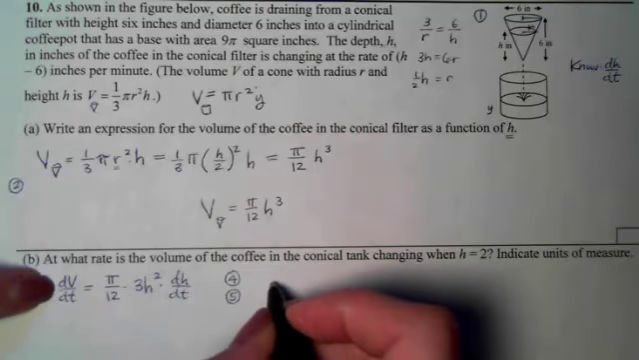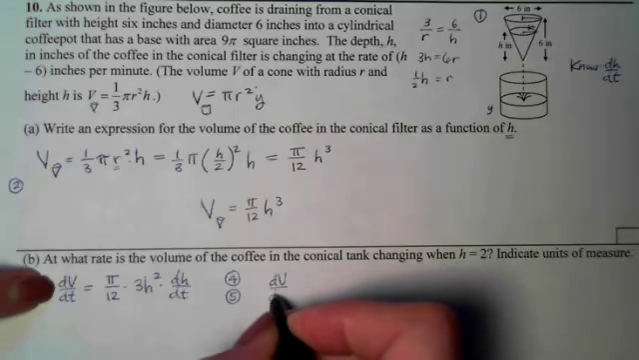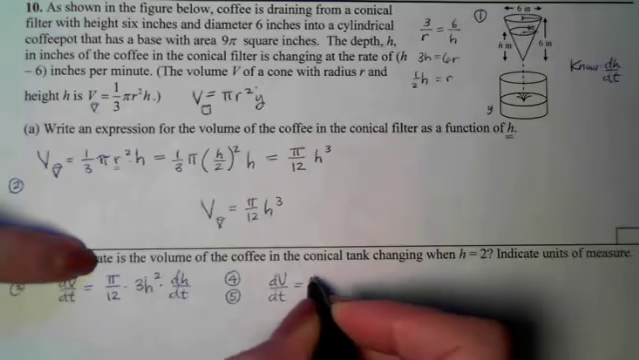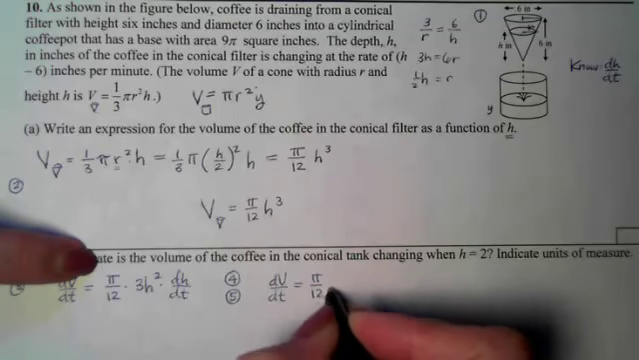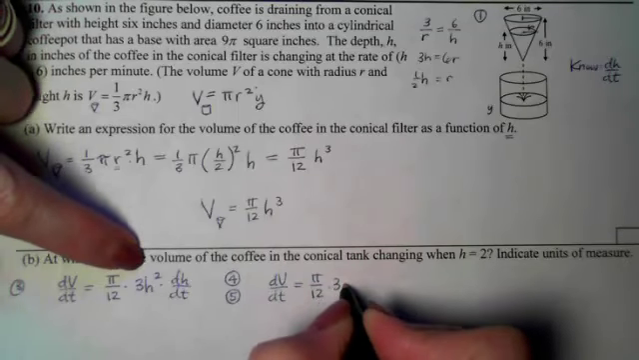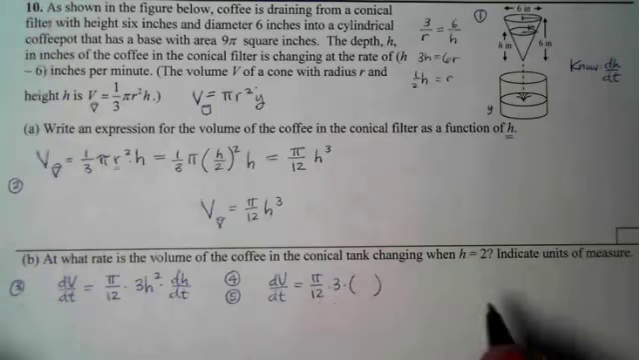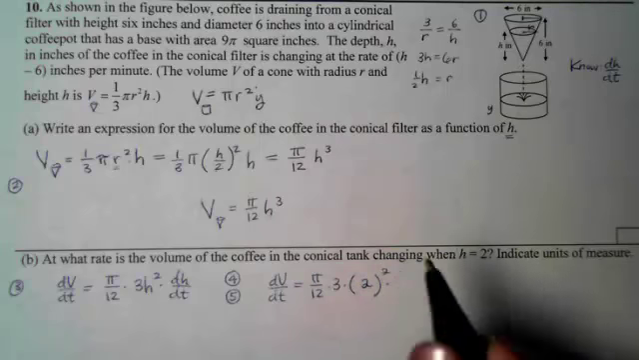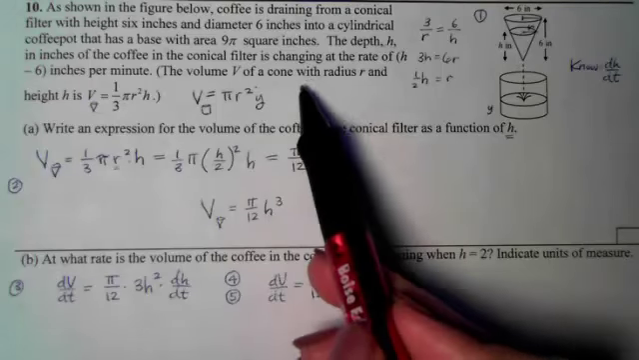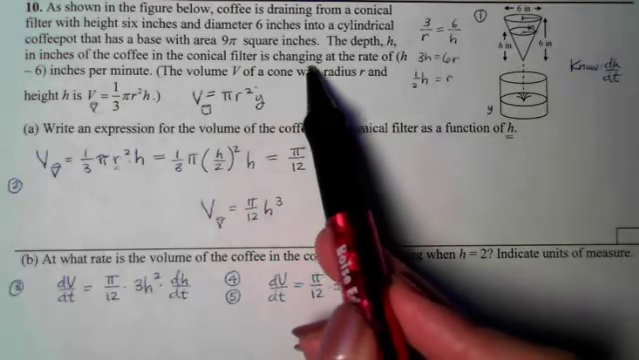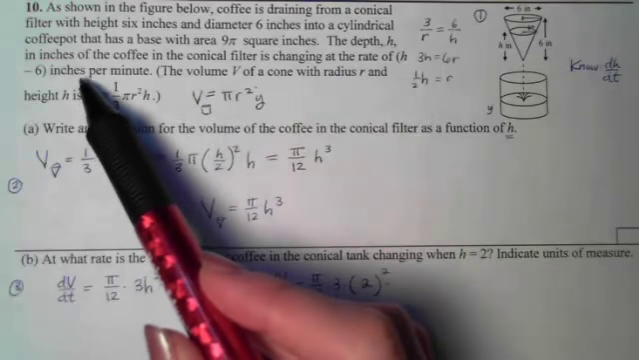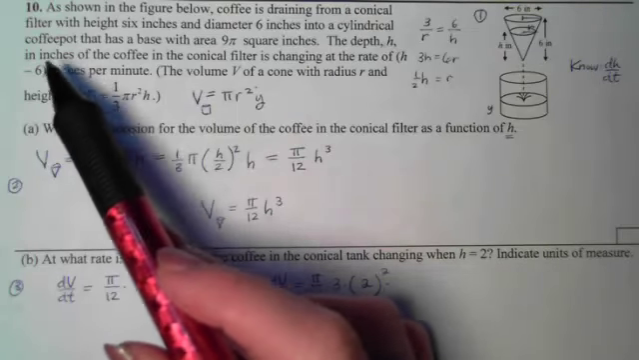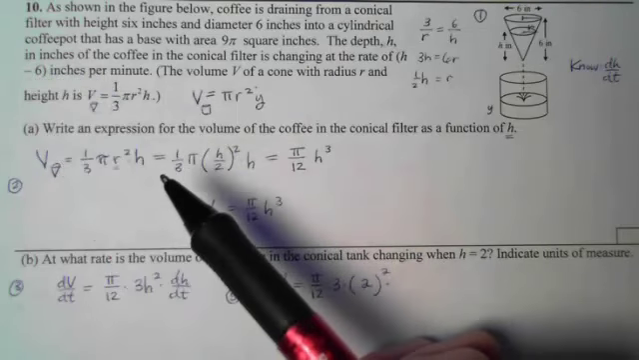So we're interested in dVdt, which means we'll leave that alone. Pi over 12 is already a constant. We know the 3 doesn't change. We've got an h, so they told us that h is 2 at the instant. And dh dt, up in the given information, we're told that the rate at which that h is changing is h minus 6 inches per minute.